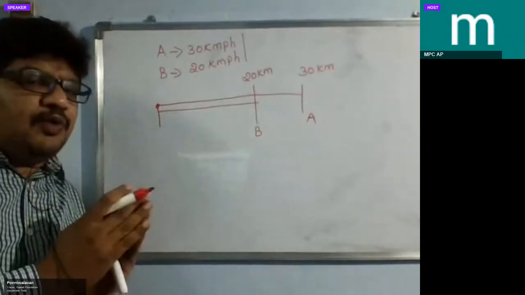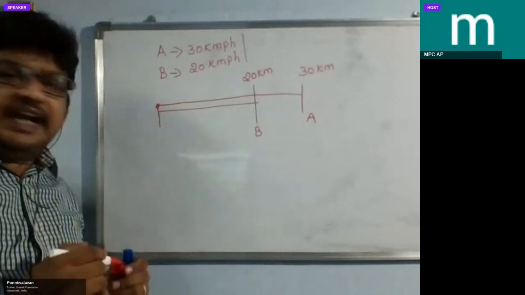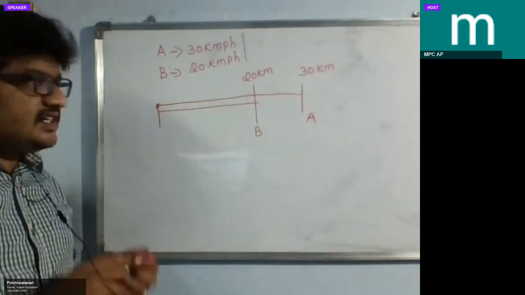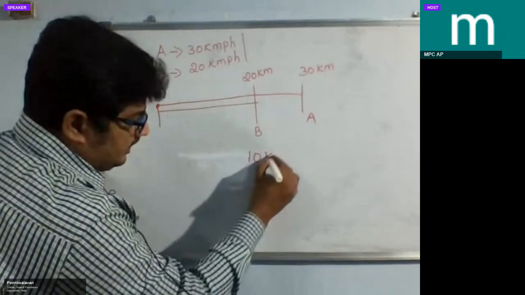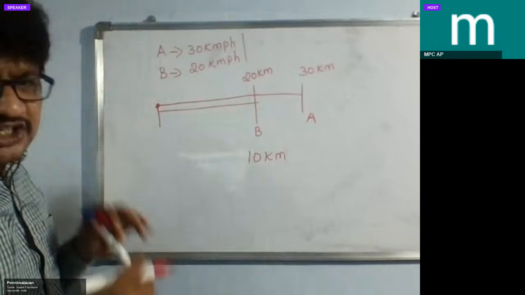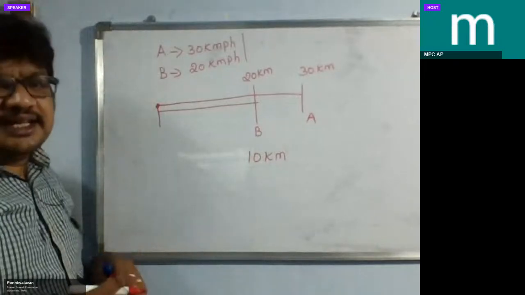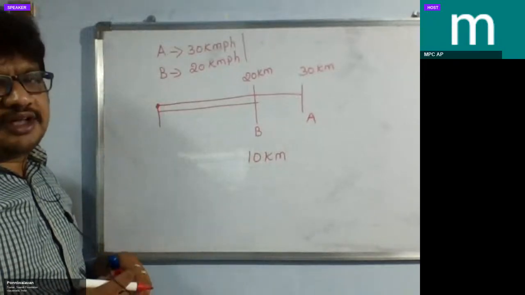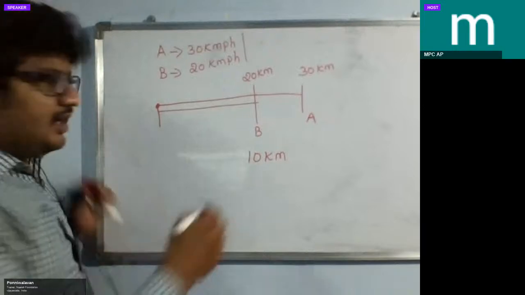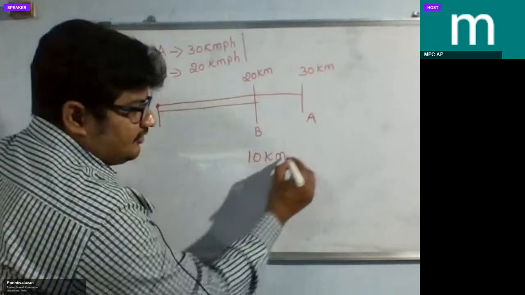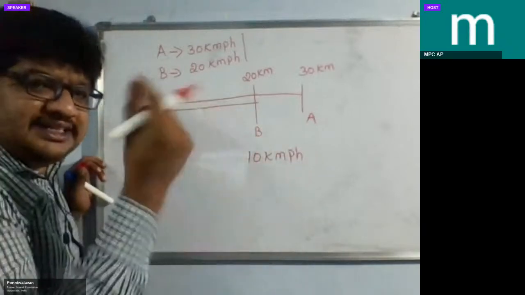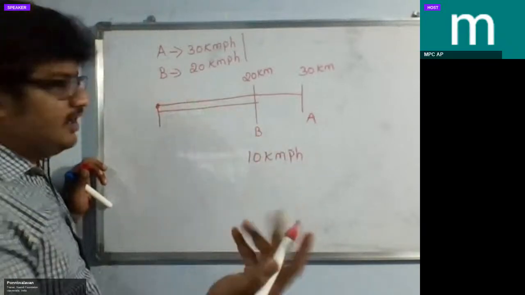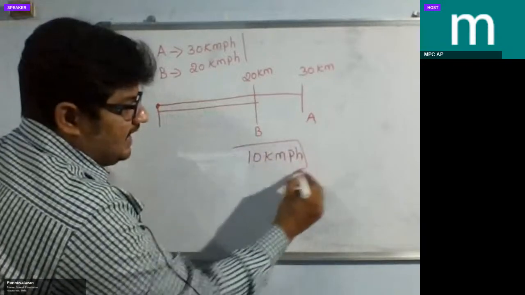So, now tell me, what is the distance between A and B? 10 kilometer. This 10 kilometer is for how many hours? 1 hour. So, they are at the distance of 10 kilometer per hour. If you find the distance for 1 hour, then it is speed. So this is their relative speed.